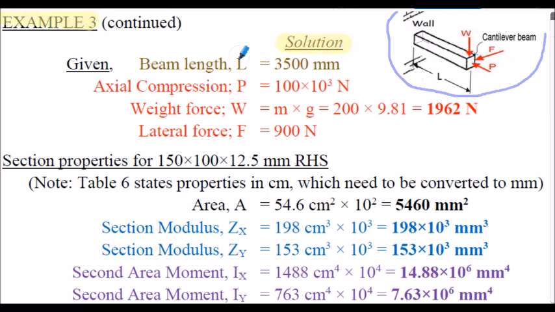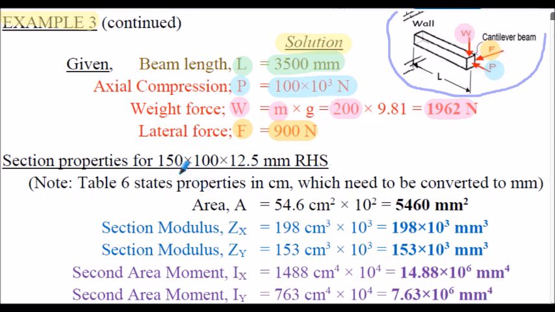Extracting information from the question, the length was 3,500 millimeters. The actual compressive load P was 100 times 10 to the 3 newtons. The weight force W, be careful here, was actually stated as a mass of 200 kilograms, so we multiply that by 9.81 to calculate the weight force. So the actual force W is 1,962 newtons. And the lateral force F, shown here, was 900 newtons. So that's the information extracted from the question.